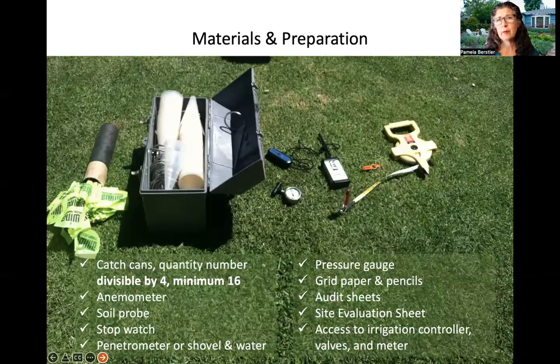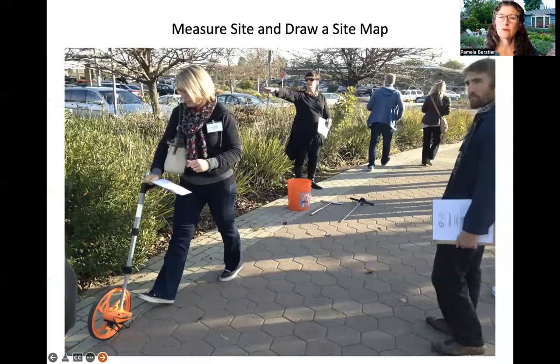And then you'll bring out your materials. Most of the things here are pretty standard practice for a landscape professional. But if you don't have a catch can kit, those are really easy to find at most irrigation or landscape supply stores. You'll want a minimum of 16. Most of them have easily probably double that, so you will get more than enough catch cans to run your audit.